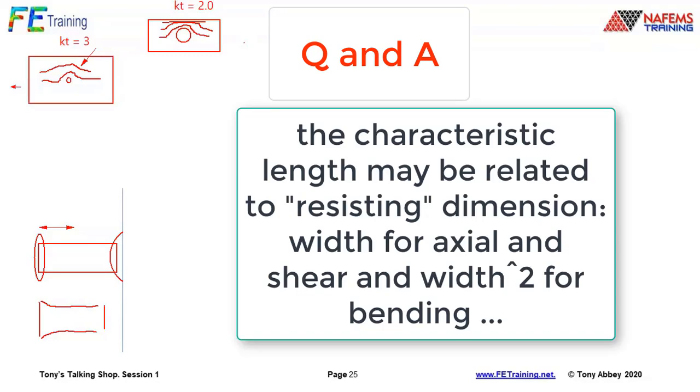Niels makes a point: the characteristic length might very well be related to the resisting dimension, i.e. to the width and height for axial stress. This indicates that the shear part will be related to width and height, and bending will be related to width squared. That's a very interesting idea, Niels. It might be something I pick up and try, and again recommend other people might want to try that out. So you're going to have a different result whether we are applying axial load or bending. That's a very interesting point there.